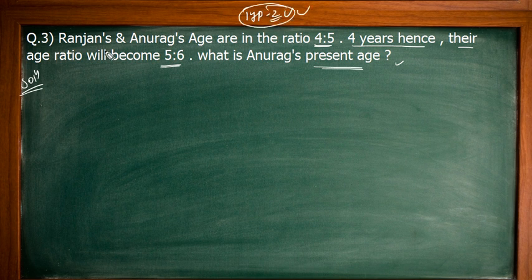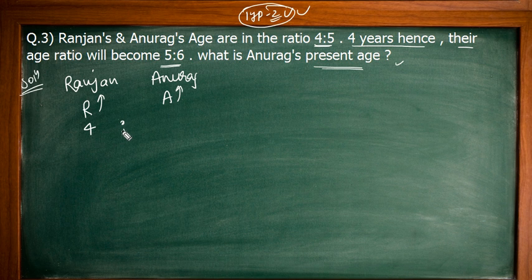Okay, see, there are basically two persons. The first one is Ranjan and the second is Anurag. R will denote Ranjan and A will denote Anurag. The ratio of R and A is given, that is 4:5. So R divided by A will be 4:5. 4 years hence their ages will become 5:6.